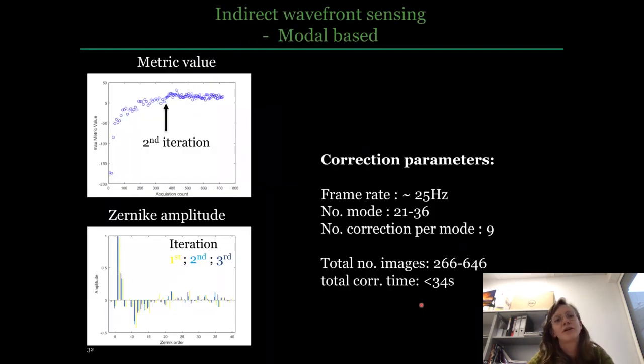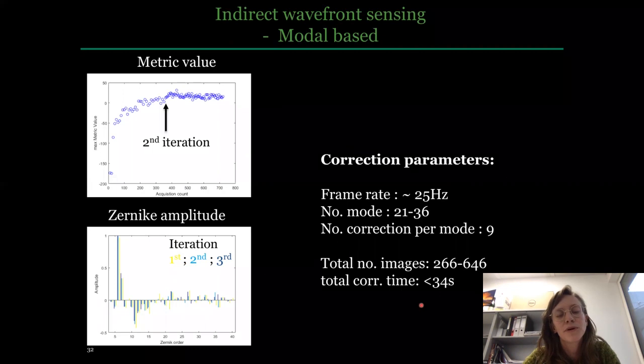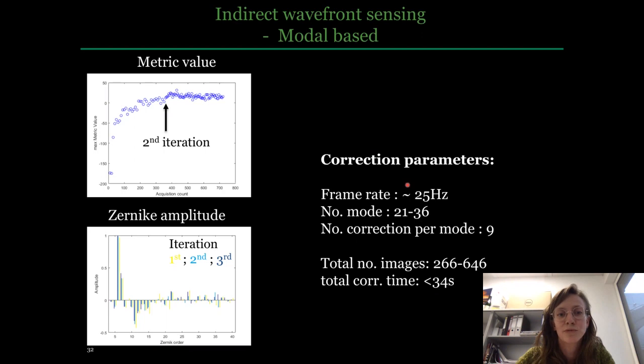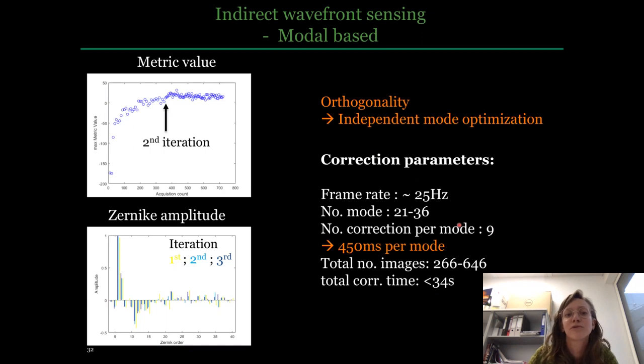And to give you an overview of the normal acquisition parameters we use for adaptive optics correction. We generally acquire images at 20 to 30 Hertz, and generally I include 20 to 40 modes. And here, remember, as we treat the modes independently, I apply 9 different amplitude steps per mode so that the correction can be performed within 500 milliseconds.